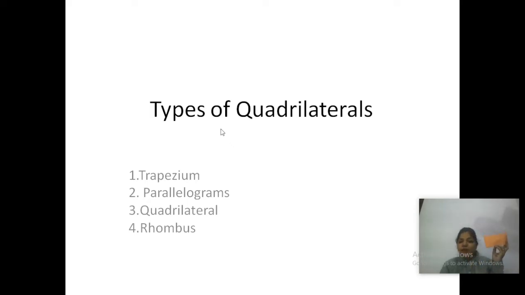Now what are the properties of rectangle? That the opposite sides are equal, means this side is equal to this side and this side is equal to this side. So these are the properties of rectangle. Now with this shape we will make trapezium.